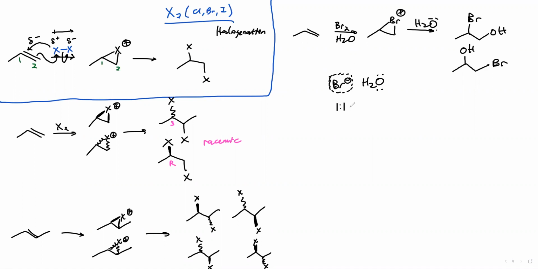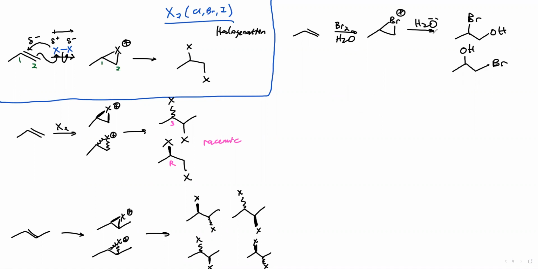You can think like 1 to a million: one Br minus to a million H2Os. And the hope is that when the cycle forms, water will be the more readily available nucleophile. Okay, so this is how this reaction works. And if we see other nucleophiles, those are going to be the nucleophiles that open up. It's not going to be the other halogen. So be very careful with these kinds of reactions. I'll show a couple more examples of this too.